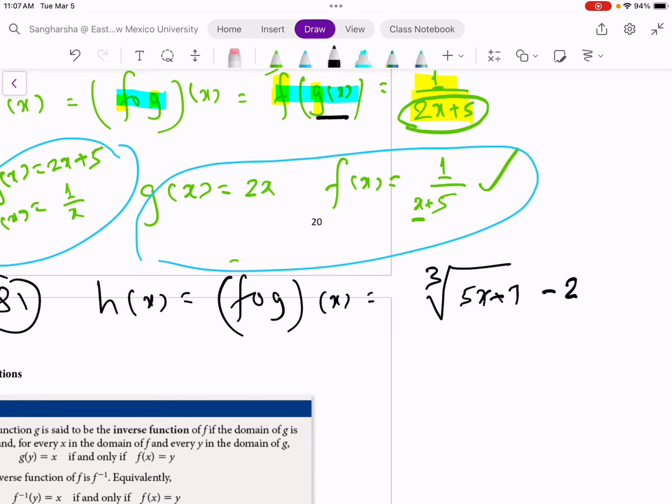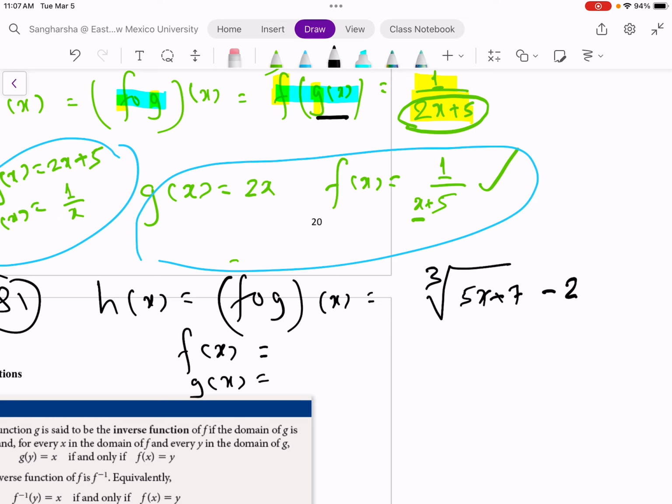So what would be f of x and what should be g of x? Is that 5x plus 4? Oh, sorry, this is 5x plus 7. 5x plus 7 is inside the cube root of 5x plus 7 minus 2. Okay, what should be the function that you need to substitute here? What are you going to substitute here? 5x. Yeah, you can call your g of x the 5x.